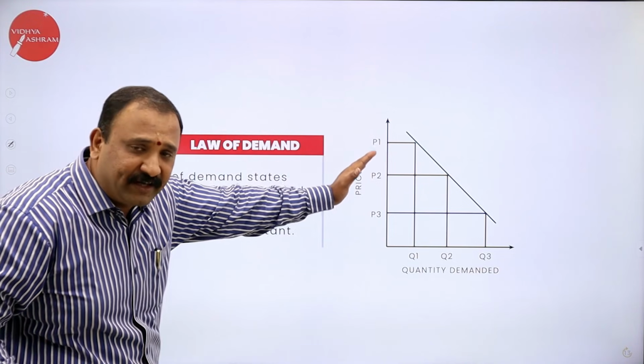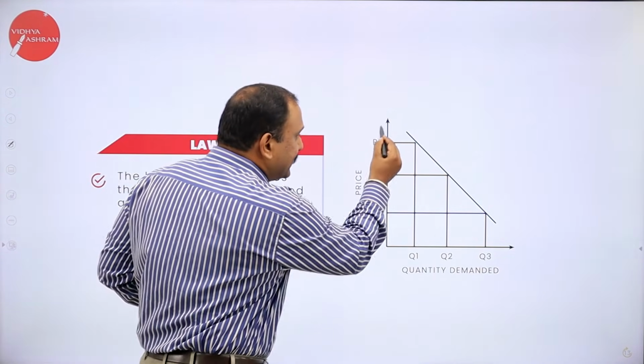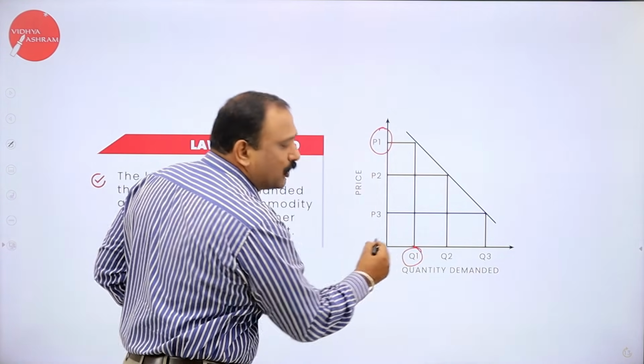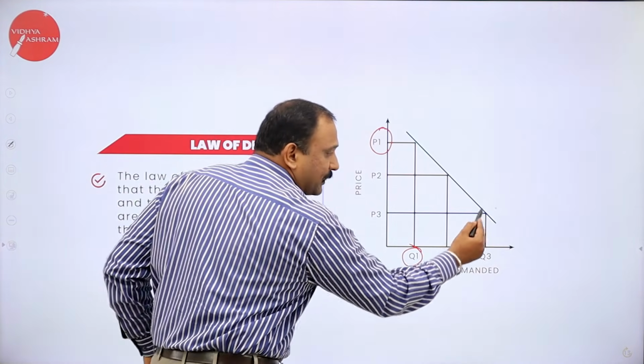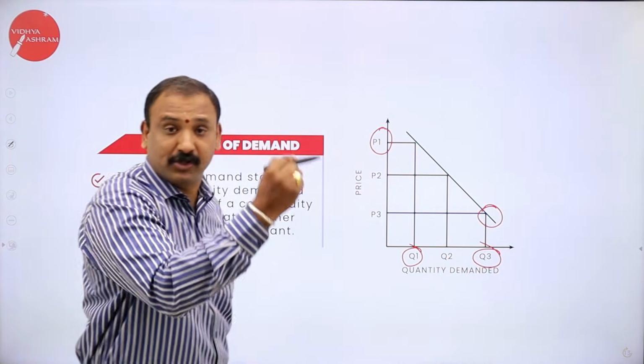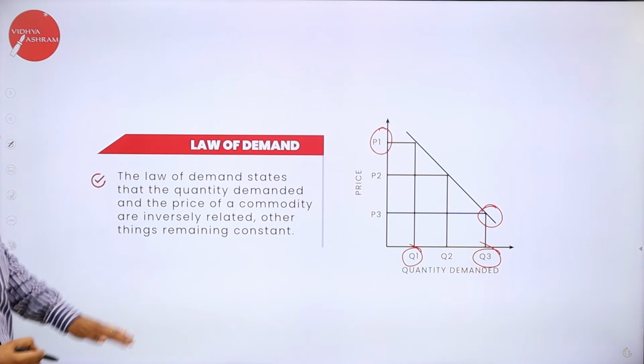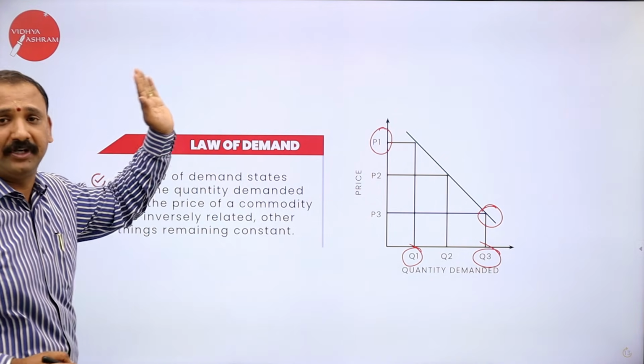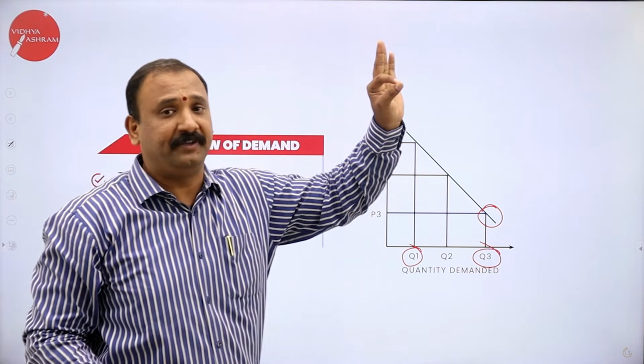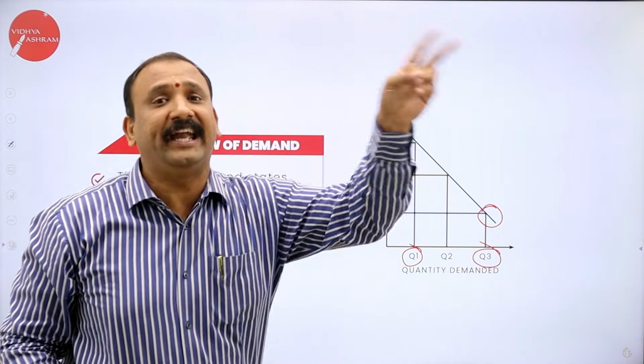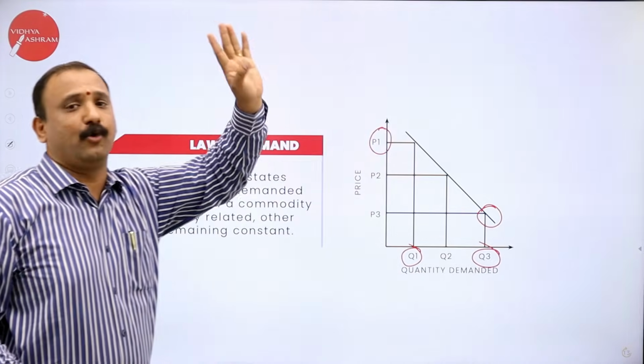So that is graphically represented here. Higher the price, lesser the quantity. Lower the price, higher the quantity. This is very, very important, and it is also an important question when it comes to the exam. The law of demand: price and quantity being inversely proportional.